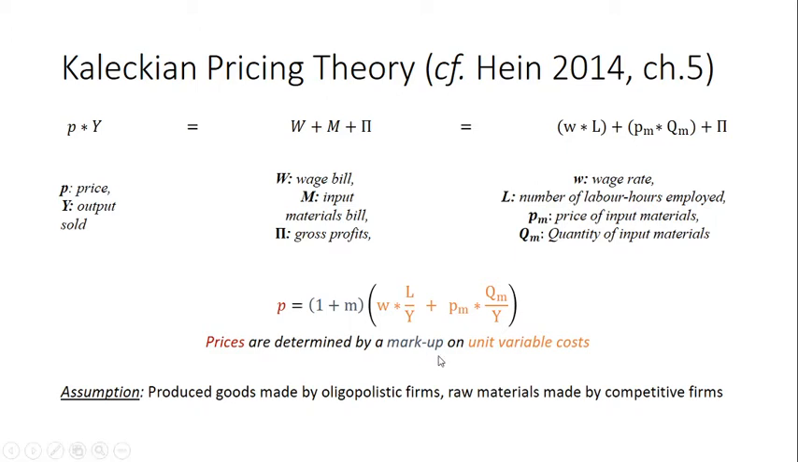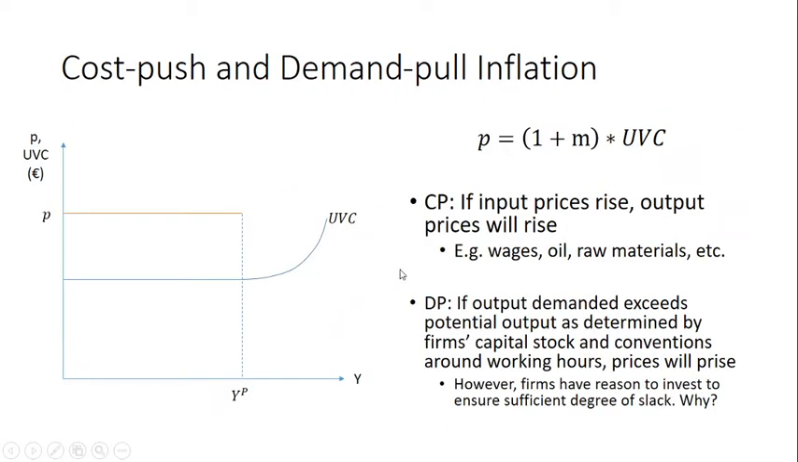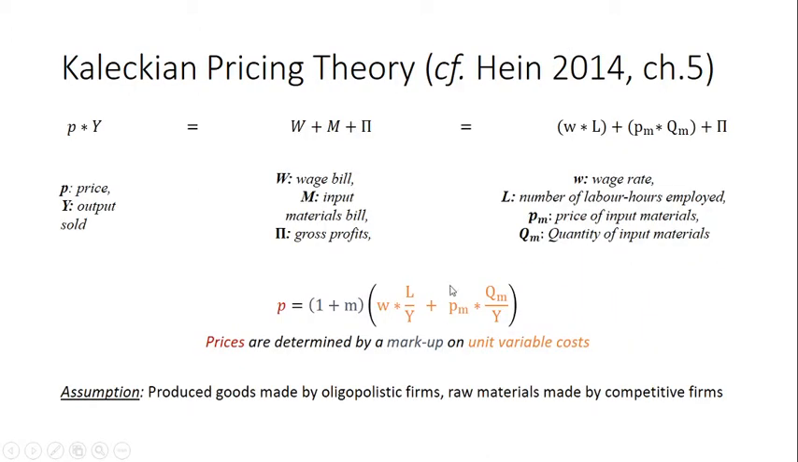In fact, that's their first order goal, if you like. So the assumption here in this markup pricing theory is that produced goods are made by oligopolistic firms, those with some market power, whereas the raw materials that are used as inputs are made by competitive firms. In that case, we can argue that prices are determined by a markup because they are not in a perfectly competitive industry.